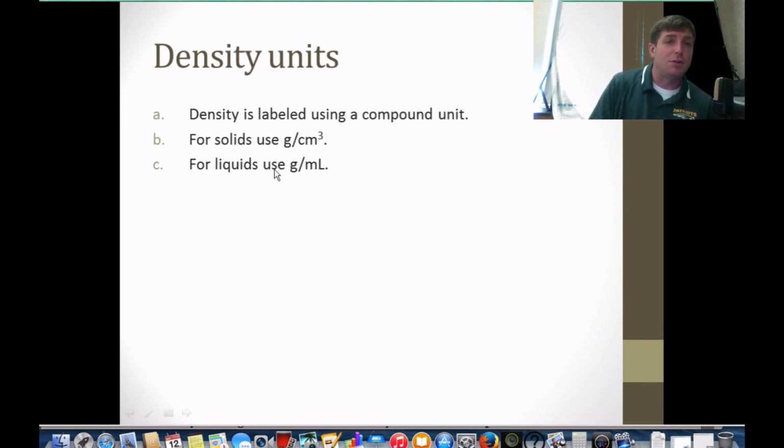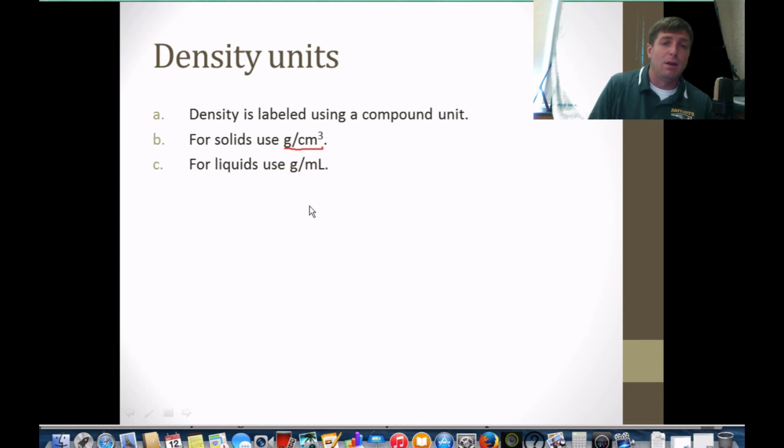Just don't forget with your density units, density is labeled using a compound unit, meaning it has two properties, grams per centimeter cubed. So don't forget these two. You'll lose points if you don't have your units. And for liquids, you're going to use grams per milliliter.